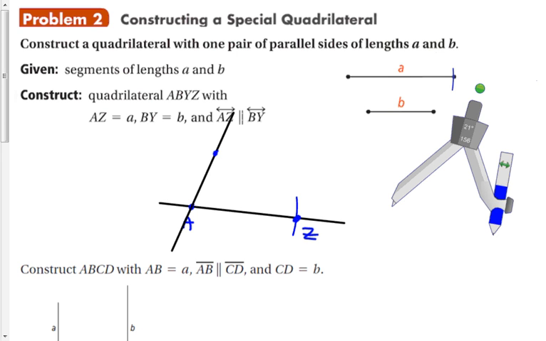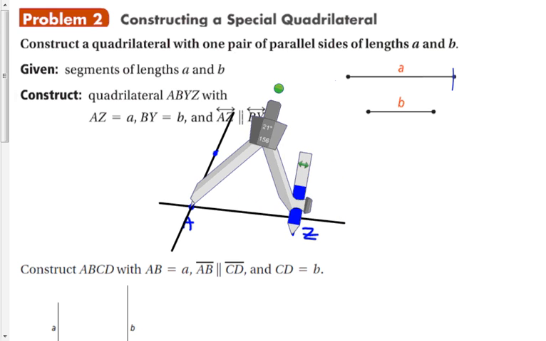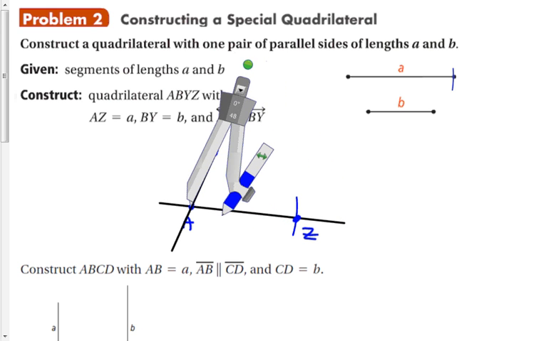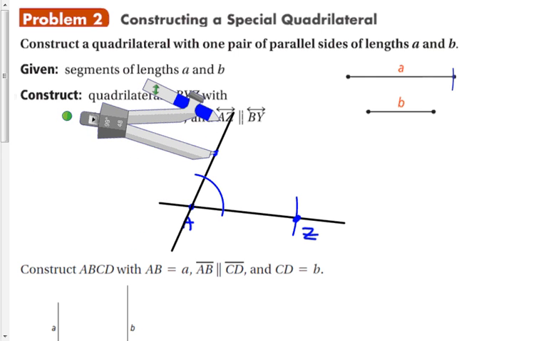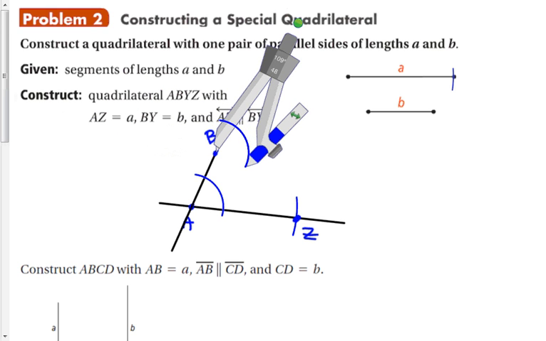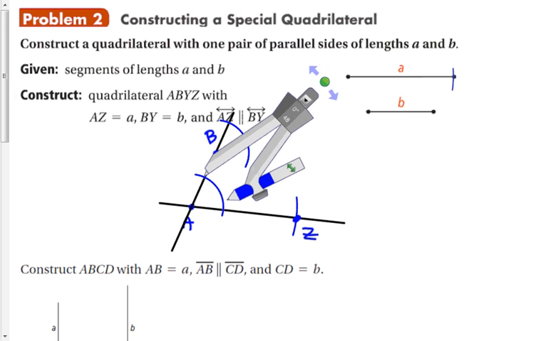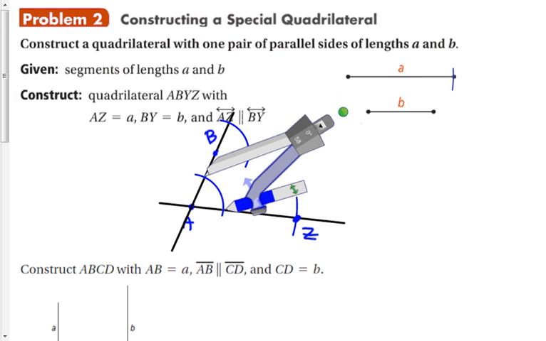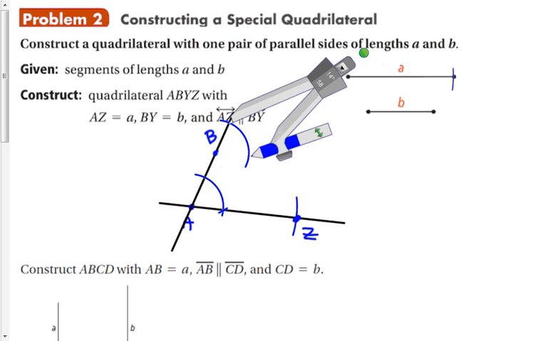So to do that, I'm going to use the corresponding angles postulate and draw an arc. And go up to my point. This is actually point B right here. And draw that same arc. And then use my compass to measure the size of that arc. Right there. Reproduce that on the other arc.